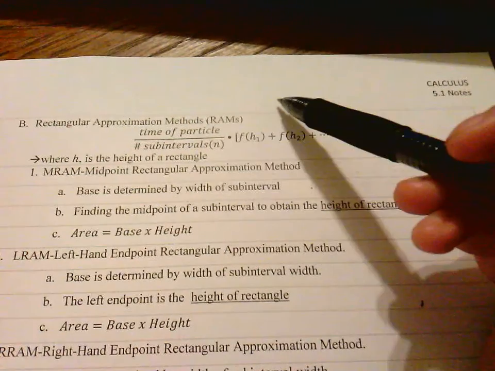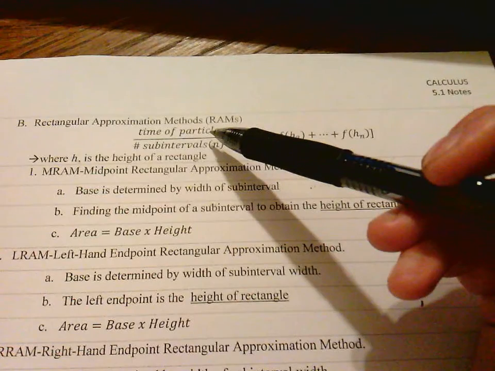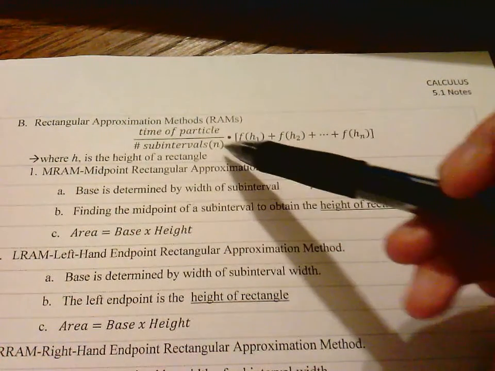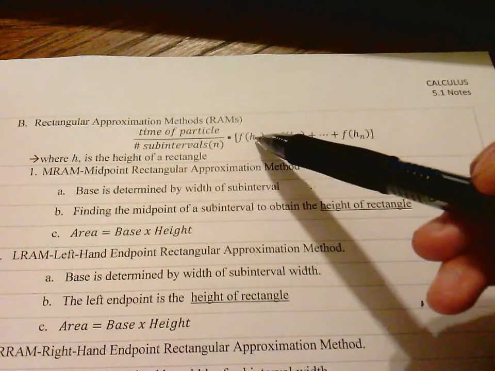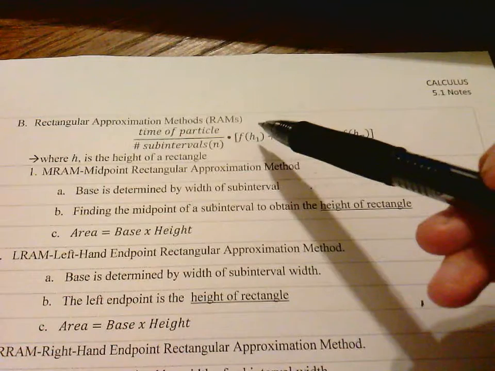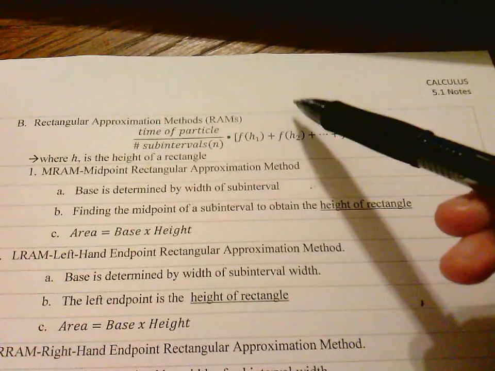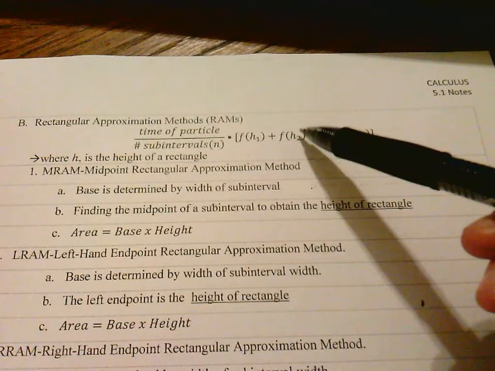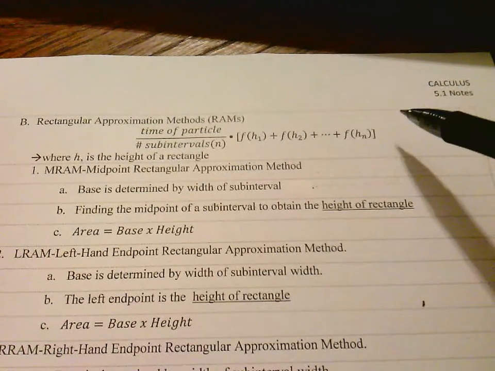Pretty much it's the time of the particle, which will be given to you, over the number of subintervals. And what you do, you multiply this by the first height: you'll be given one height, evaluate that height and put it into the function that would be given. Okay, this will be the second rectangle height. You'll evaluate that into the function given and then add, same thing. So h is the height of the rectangle.